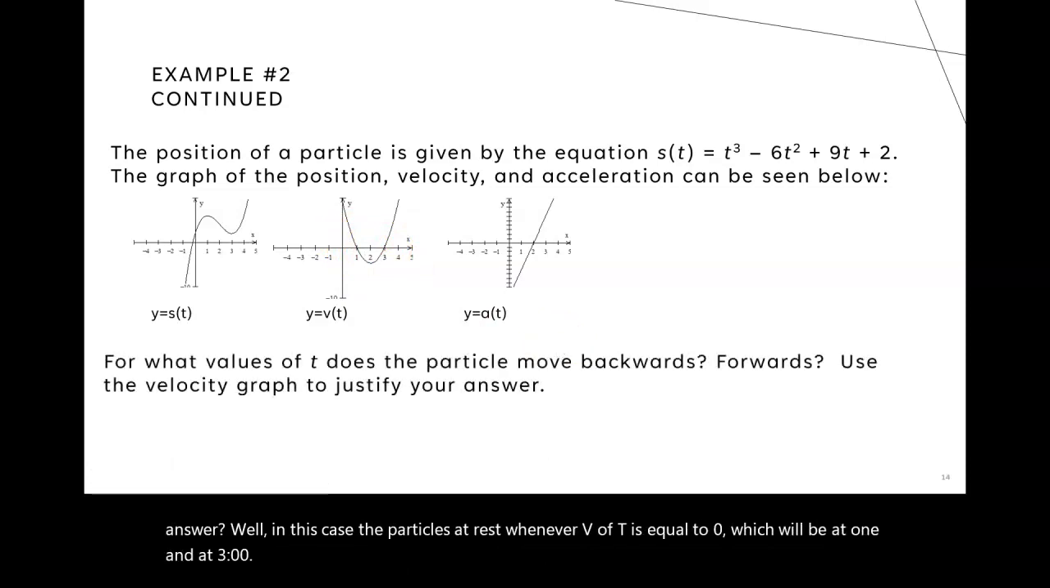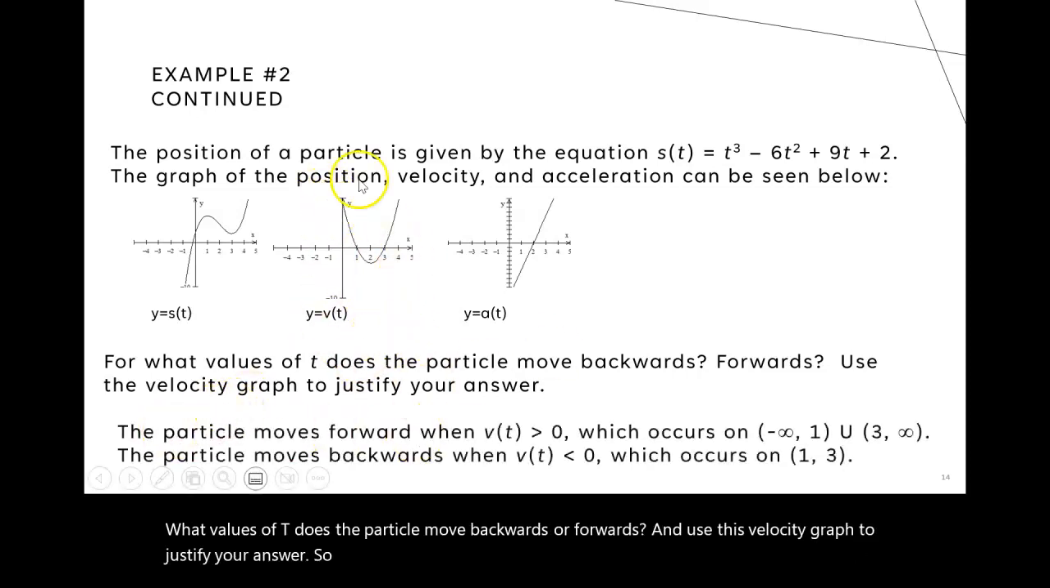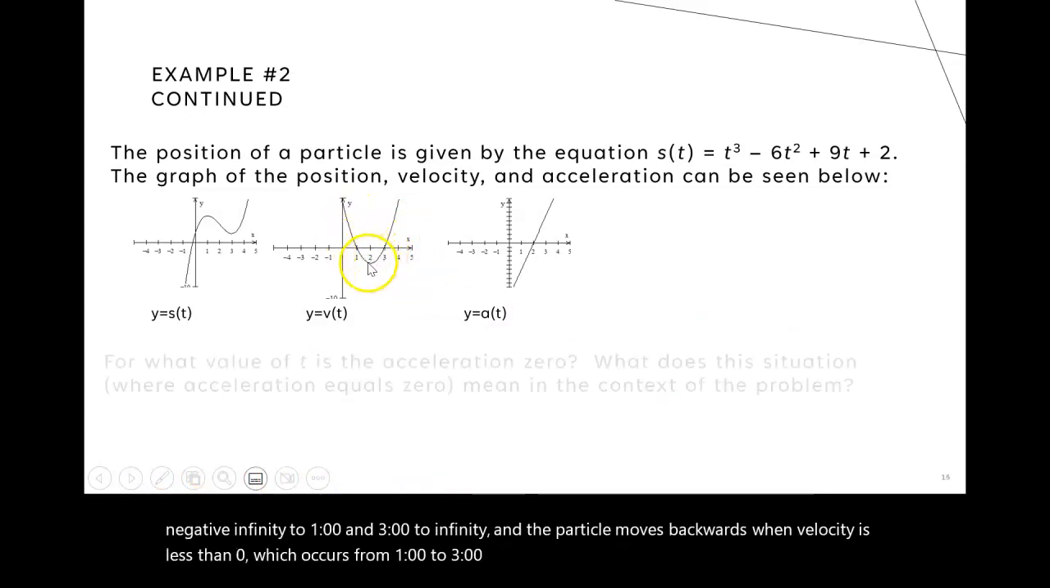For what values of t does the particle move backwards or forwards? And use this velocity graph to justify your answer. So, the particle moves forward whenever velocity is positive. It will be from negative infinity to 1 and 3 to infinity. And the particle moves backwards when velocity is less than 0, which occurs from 1 to 3.